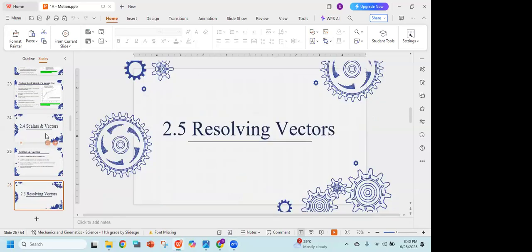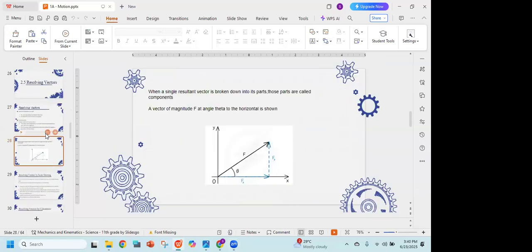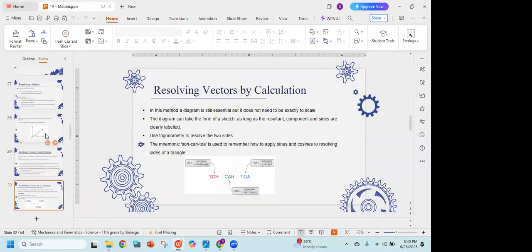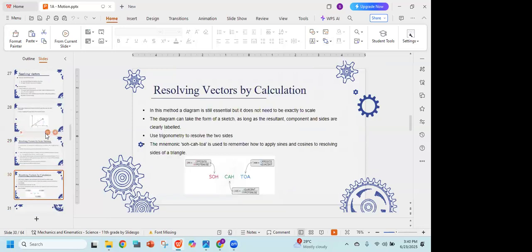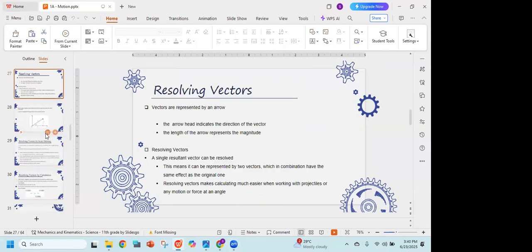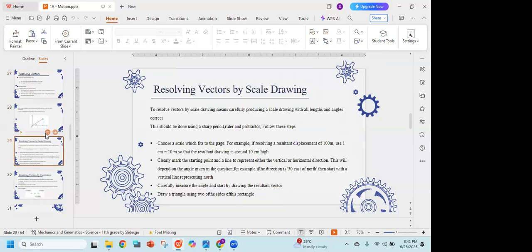Okay, so we looked at scale resolving vectors. Now we're going to look at how to resolve vectors. There are two ways you can resolve vectors. One method is by resolving using scale drawings. That is where you draw the given vector based on a scale.